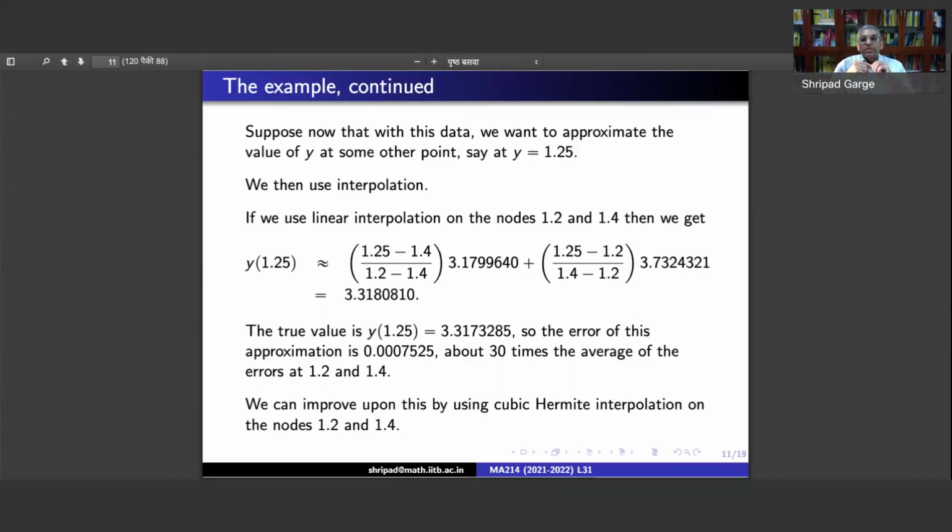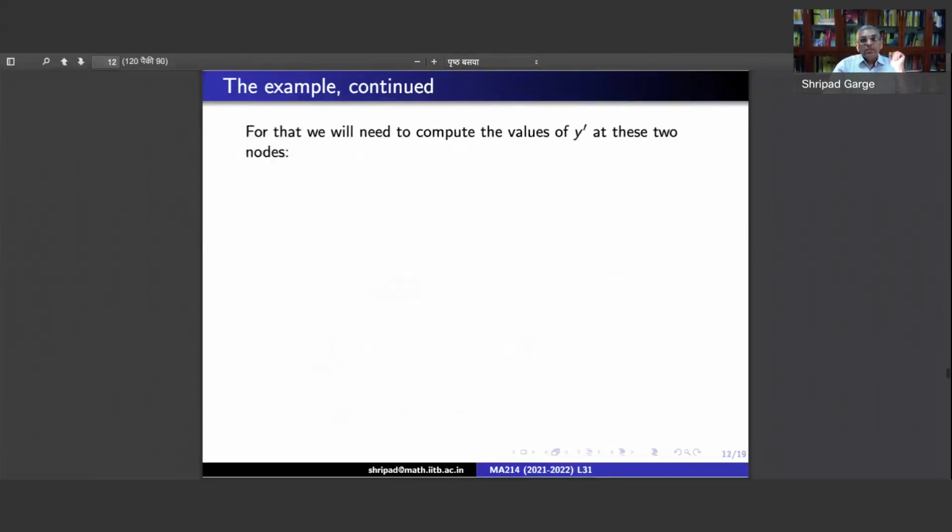By linear approximation, linear interpolation, we are not getting a good enough approximation, so we use cubic Hermite interpolation. You remember that this Hermite interpolation agrees with the function values and also on the derivative values. So we need to compute the derivatives for y at those points, meaning the approximate derivatives. But y prime is given by some quantity, right?